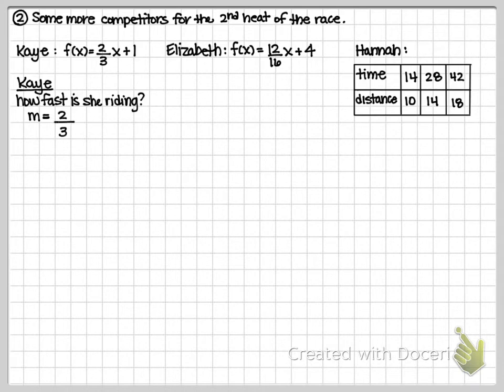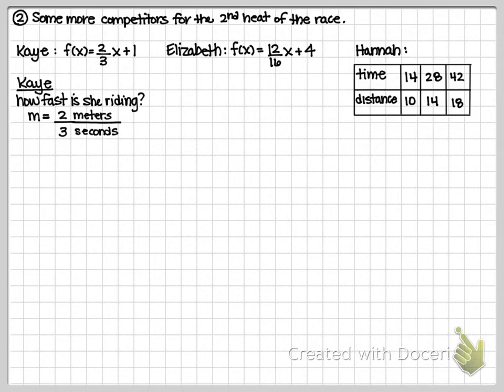But I want to get some context in here, because if somebody asks you, well, how fast was that person riding? And you say 2/3, that doesn't really mean anything. So we want to put those units back on the top and the bottom of the fraction. So if we think back to where we started with this, we know that it was meters on top and it was seconds on the bottom.